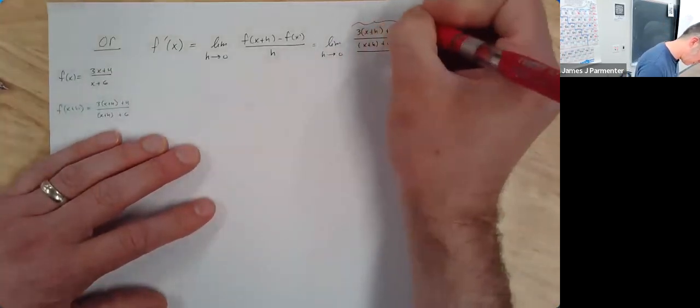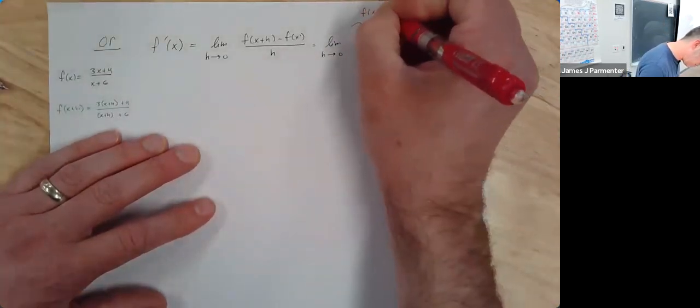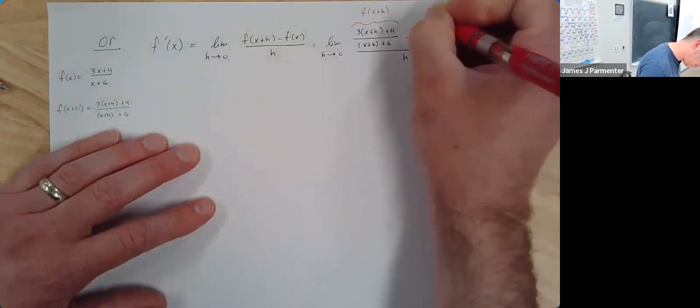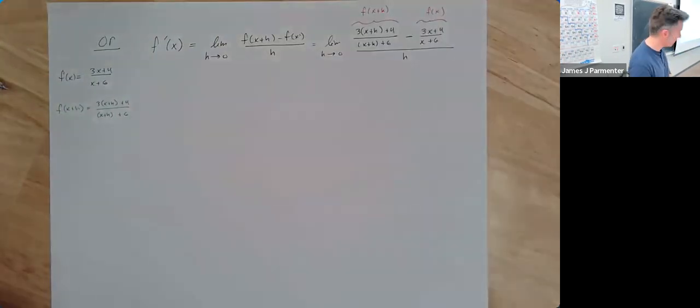Clear? Everyone can see all the things. f of x plus h minus f of x all over h.